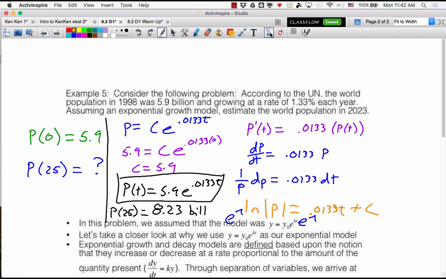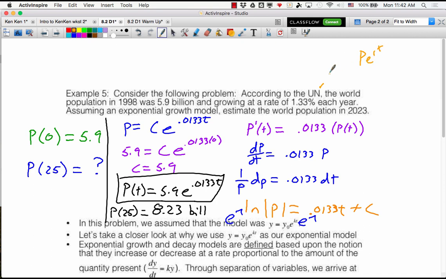All right. So consider the following problem. According to the United Nations, the world population in '98 was 5.9 billion and growing at a rate of 1.33% each year. Assuming an exponential growth model, estimate the world population in 2022. All right. Now, you guys remember this, hopefully.